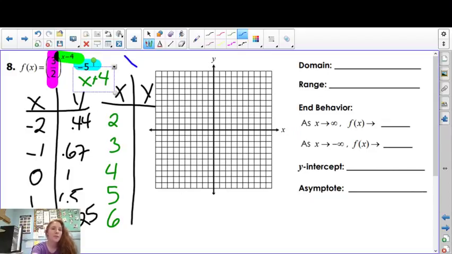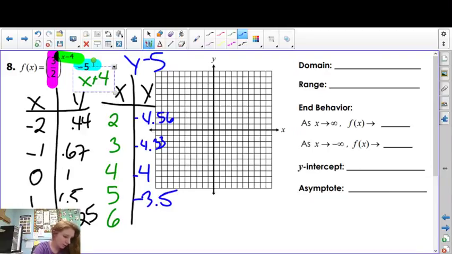Then in my blue, I'm going to take my y's minus 5. So 0.44 minus 5 is -4.56. 0.67 minus 5 is -4.33. 1 minus 5 is -4. 1.5 minus 5 is -3.5. And 2.25 minus 5 is -2.75.